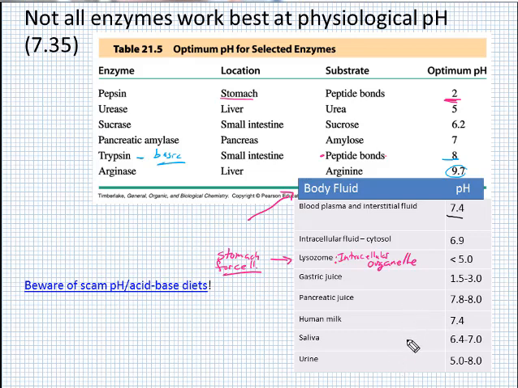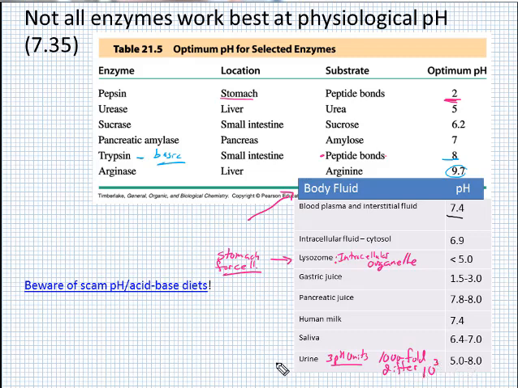So the main thing here is to recognize that not all body fluids are at 7.35. Urine, notice there's a huge range here from 5 to 8. Now that's only 3 pH units. So I'm going to write here 3 pH units. But remember, the pH scale is logarithmic. So from pH 5 to 8, this is a 1,000-fold difference in acidity. Right? It's not just a difference of 3, it's a difference of 10 to the third, so 1,000-fold. So there's a large range here.